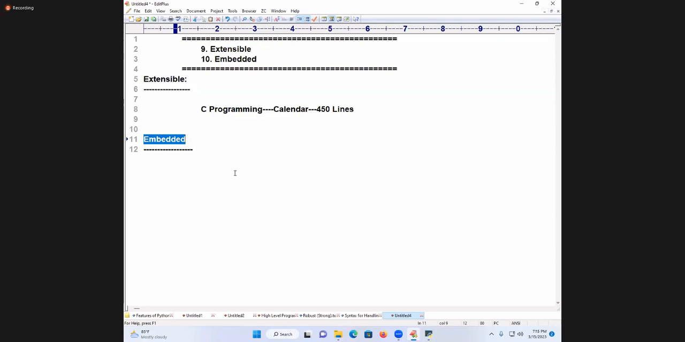What is meant by embedded? Python can use other language code wherever it is required. That is called embedded. Python can give its services to other languages wherever other languages require. This is called a give and take kind of policy, called what? Embedded and extensible. Am I clear or not?